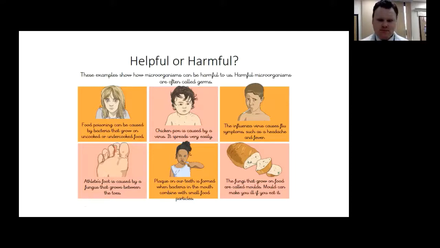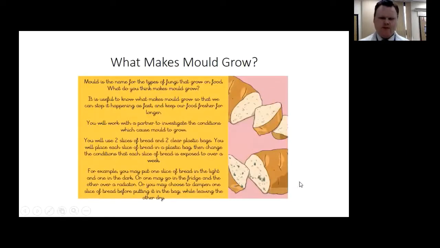It's recommended. And on the bottom right, the fungi that grow on food are called molds. Now, mold can make you ill if you eat it. So you may have seen moldy bread in the cupboard. Me too. You shouldn't be eating that. So what makes mold grow? Well, mold is the name for the types of fungi that grow on food.